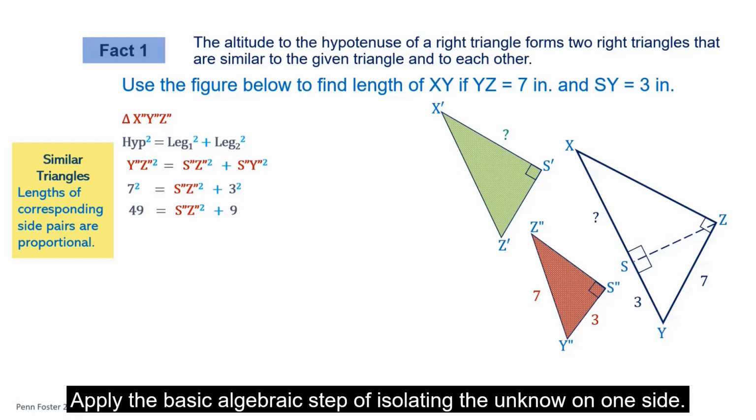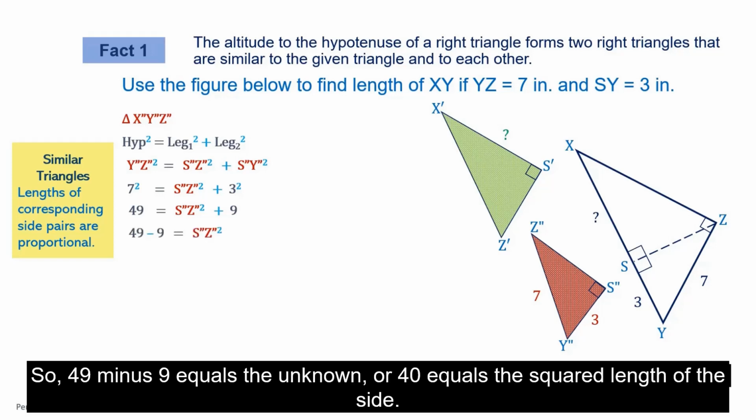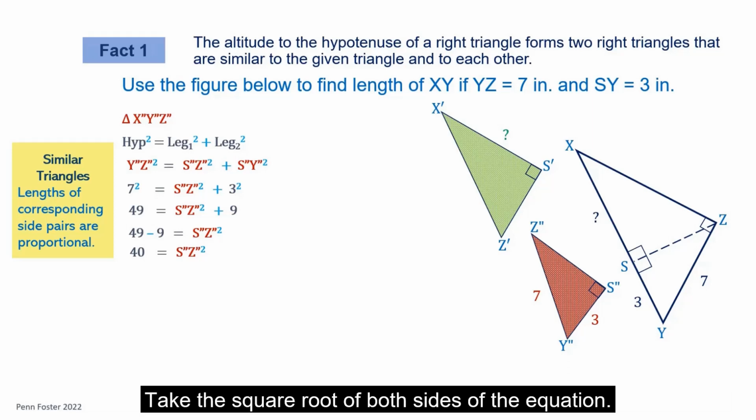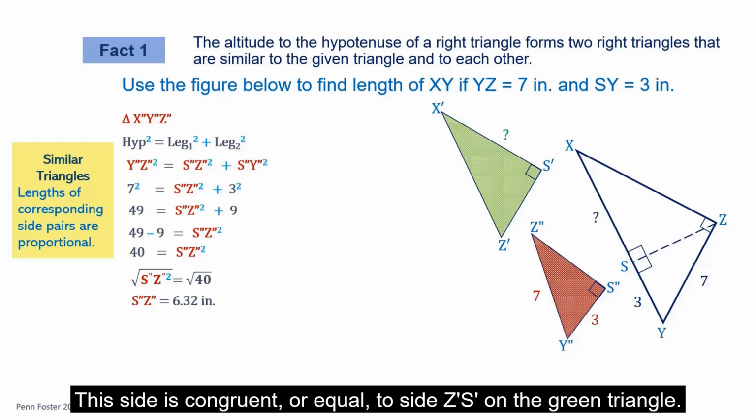Apply the basic algebraic step of isolating the unknown on one side. So 49 minus 9 equals the unknown, or 40 equals the squared length of the side. Take the square root of both sides of the equation. The length of S''Z'' is 6.32 inches. This side is congruent, or equal, to side Z'S' on the green triangle.